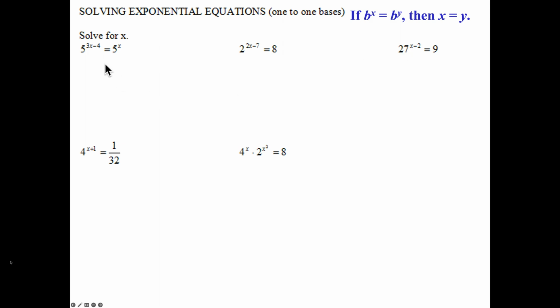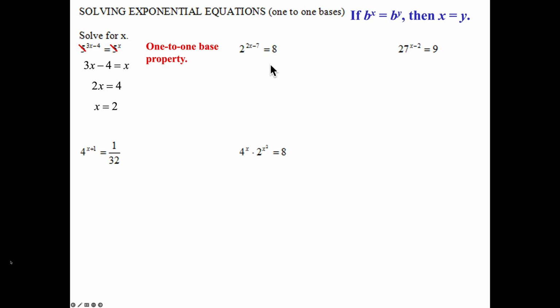So our first example, as you can see, both bases are already base 5. So that's a one-to-one base property. You can cancel the bases out, set the exponents equal to each other, and just go ahead and solve for x. So add the 4 over to the right, subtract the x from the 3x, you'll get 2x is equal to 4. We'll divide by 2 and x is equal to 2.